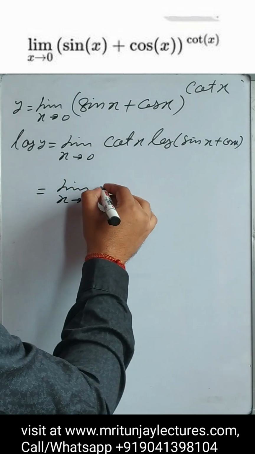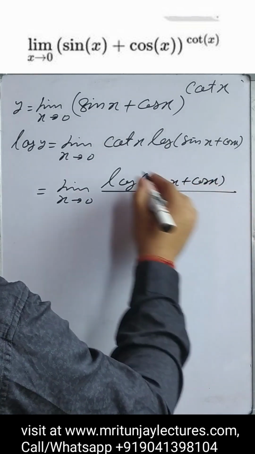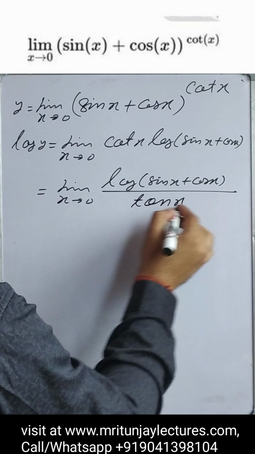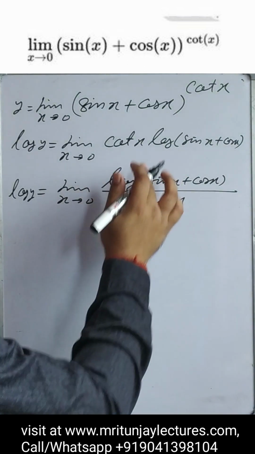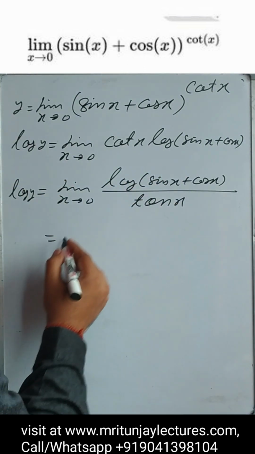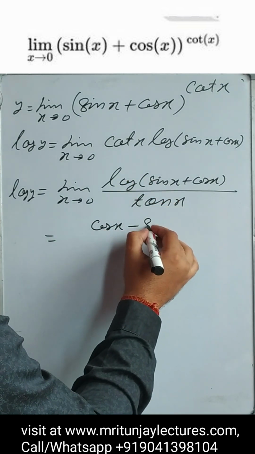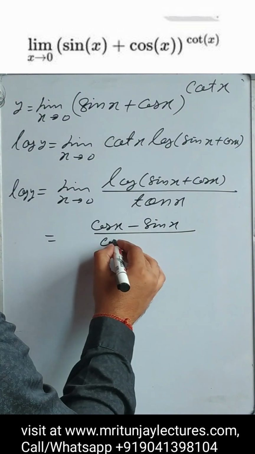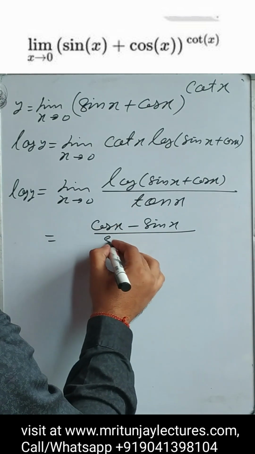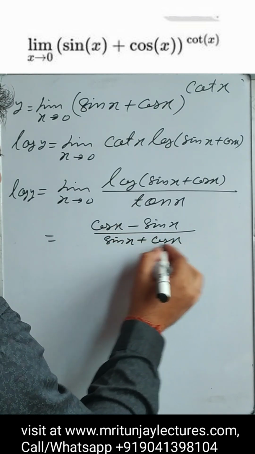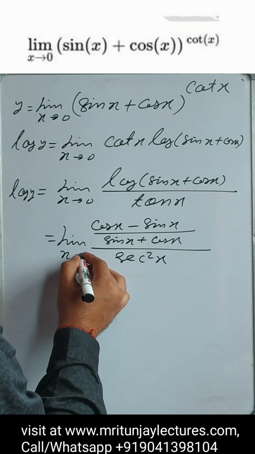Limit x tends to 0 of log (sin x plus cos x) whole divided by tan x. Okay, that is log y. Clear or not? Now, if we differentiate with respect to x, then we get 1 by (sin x plus cos x), the upper part is cos x minus sin x, divided by sec square x, and here limit x tends to 0.